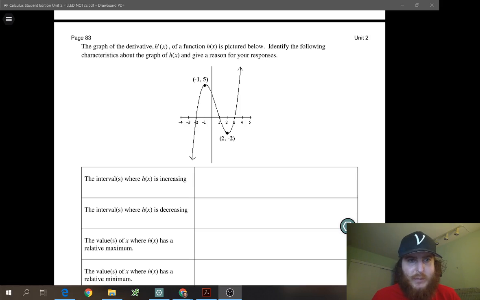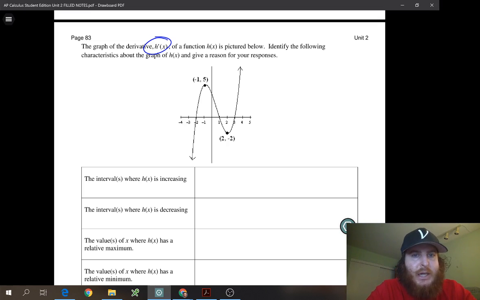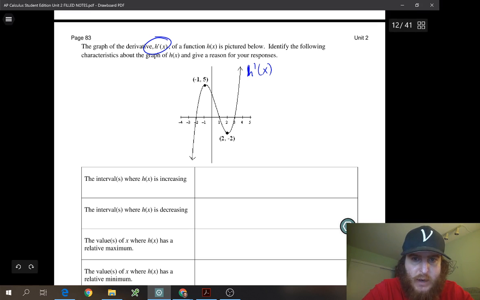Okay, so this last page is a little bit trickier, and I really want us to be careful. When we read this question, this graph is the graph of the derivative. So this is no longer h of x, this is now h prime of x. This is the derivative already. So this is a little bit of a harder process, but we can draw the graph of the derivative.